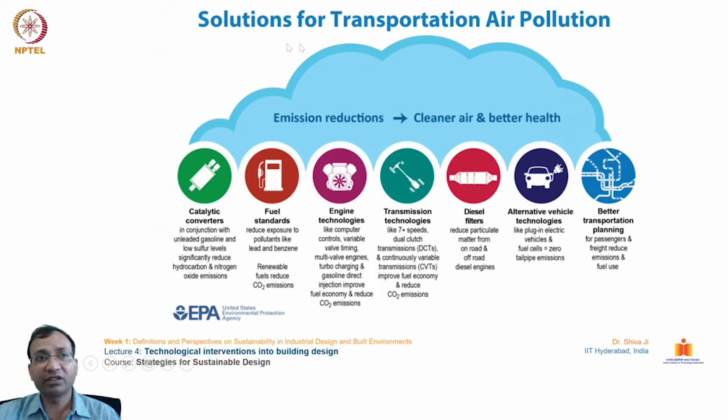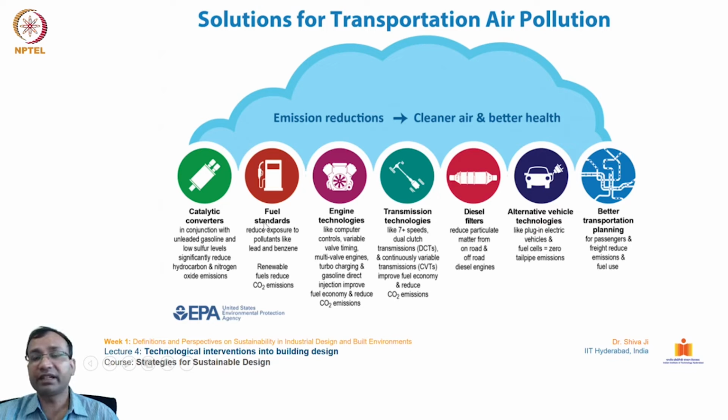So what are the possible solutions for the transportation sector to prevent air pollution? With emission reduction, we can go for cleaner air and a healthier atmosphere. So what are the possible areas where strategic interventions can be made? The first is using catalytic converters. They have been mandated in the Indian scenario also. Several years ago the government of India required the adoption of catalytic converters in conjunction with unleaded gasoline and low sulfur levels, which significantly reduce hydrocarbon and nitrogen oxide emissions.